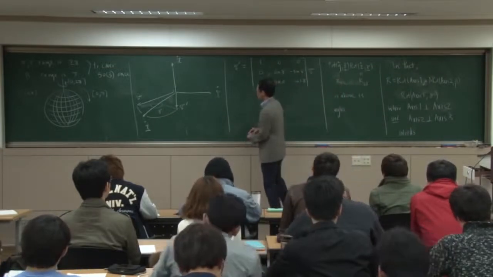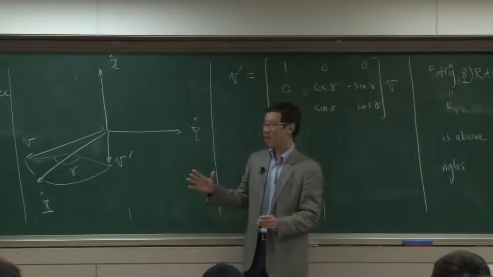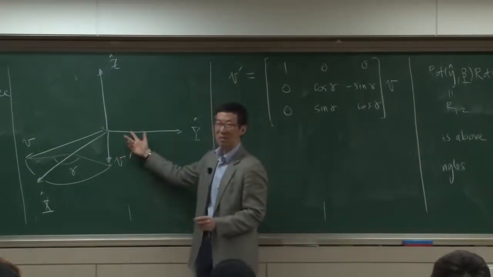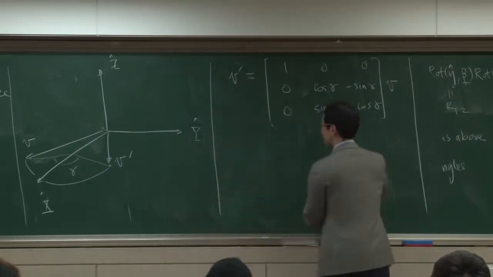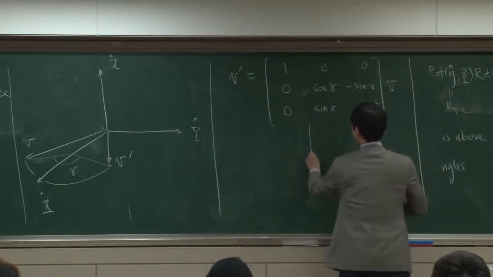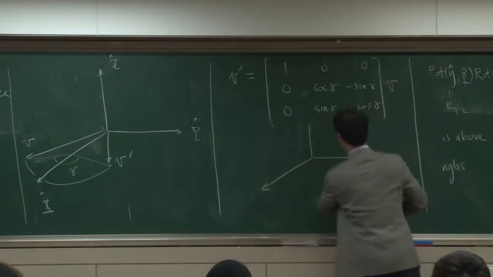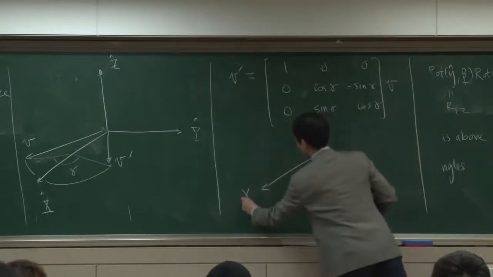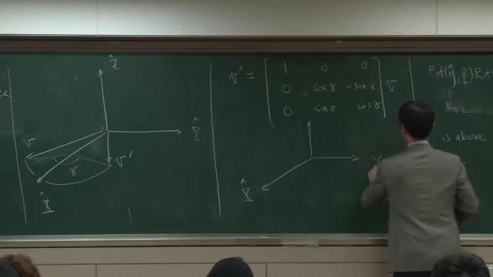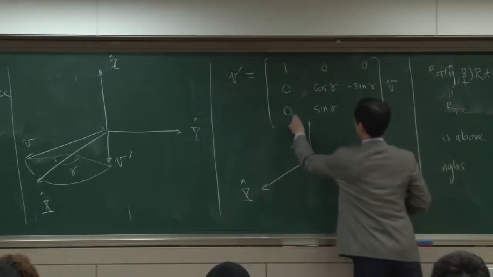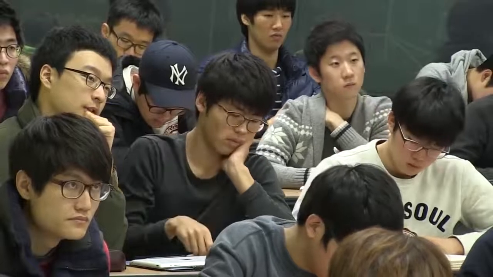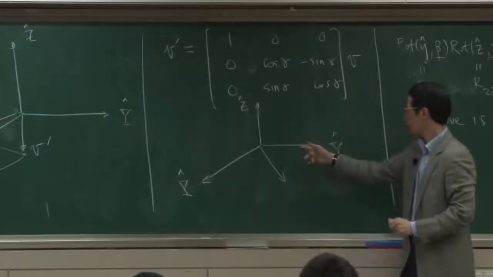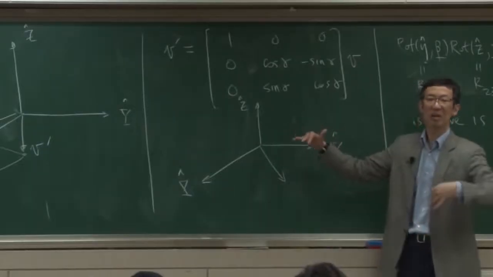Okay, this is kind of fun. This time I'm going to rotate v prime around the y-axis. Let me try to draw it again here. Same fixed frame. But now I have v prime here. Now I'm going to rotate it around the y-axis by some angle. Let me call it beta.